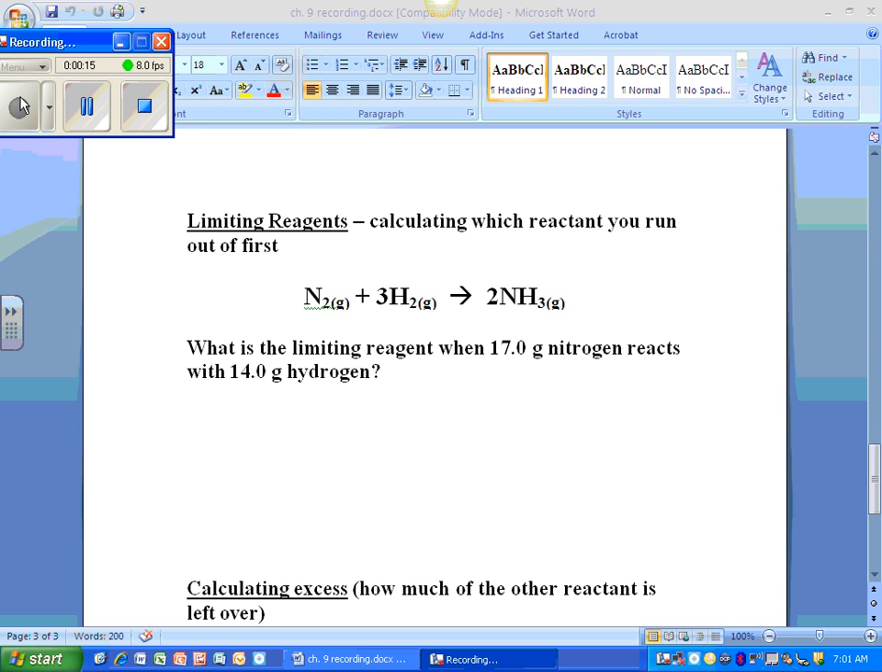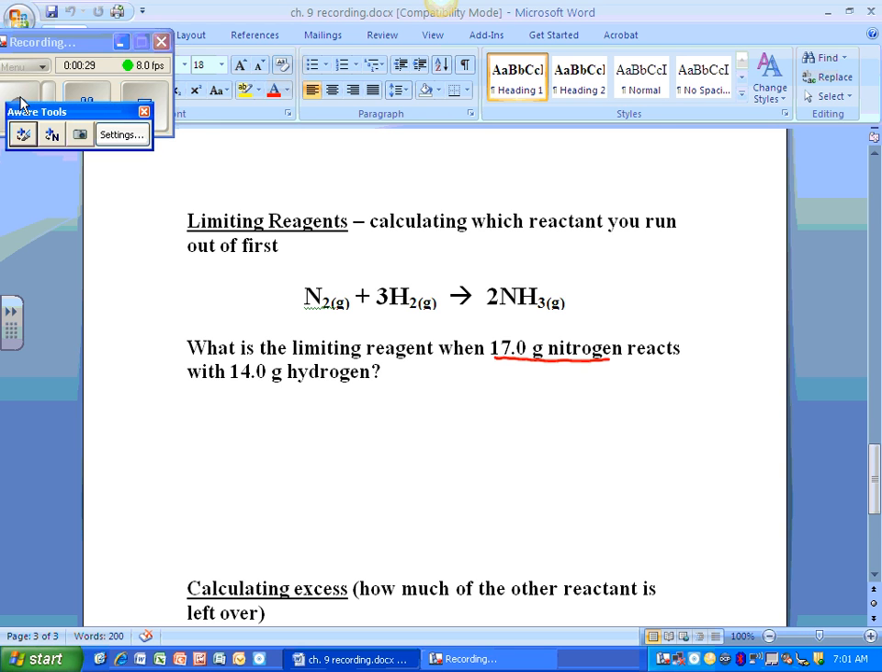So let's take a look at the example that we've been using all along of nitrogen plus hydrogen yields ammonia. We've got the balanced equation. If you struggle with that, make sure you review that before you do limiting reagents or any stoichiometry. Here in this problem, we see that we have 17 grams as well as 14 grams. Both of these are reactants. So we need to figure out which one are we going to run out of first, and that's going to be our limiting reagent.